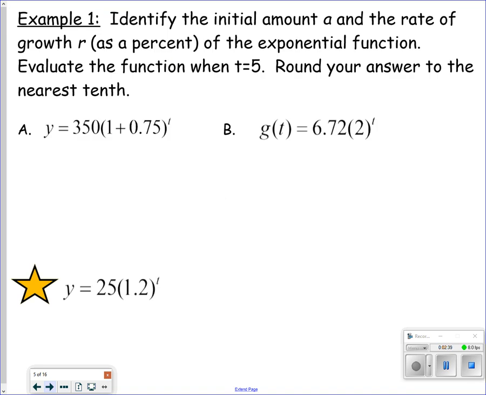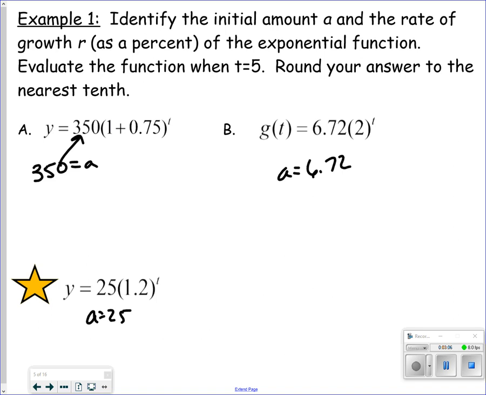So here we go. Identify the initial amount A and the rate of the growth R as a percent of the exponential function and then evaluate. So here's what they want. They want to know what is the initial amount. The A value in this case is 350. So we can do that with each one of these. The A value would be 6.72. The A value would be 25. So again, I've done all of these. What is the initial amount?